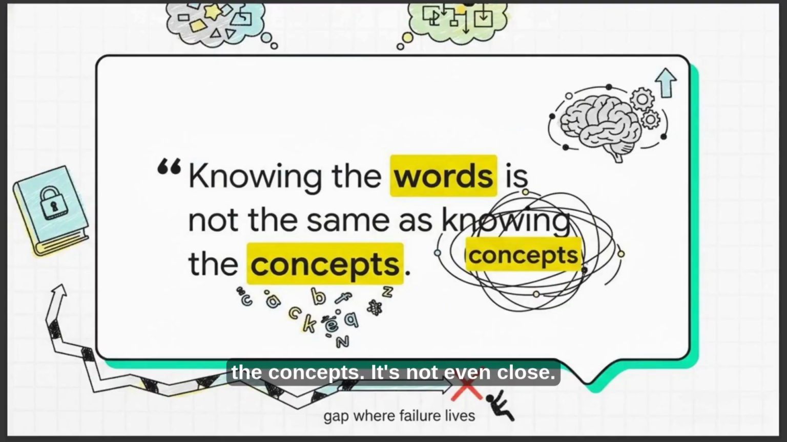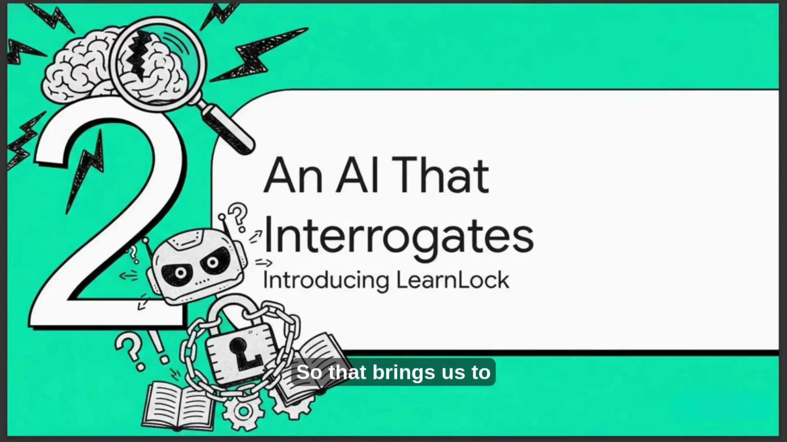It's not even close. You can recite a definition word for word and still have zero clue how it actually works in the real world. And that gap, that's where everything falls apart. So that brings us to a pretty radical new idea. What if, instead of a friendly tutor, you had an interrogator, an AI that was built for the sole purpose of finding that gap in your knowledge and just prying it wide open?